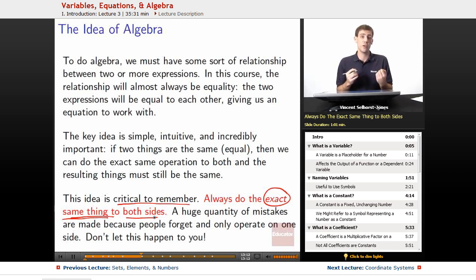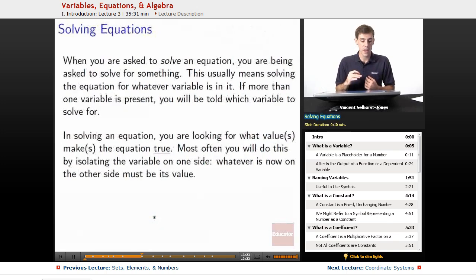Pay close attention when you're doing algebra. Make sure you're doing the exact same thing to both sides. You have to follow all the rules on both sides. Otherwise, we're just making stuff up. We're no longer following algebra. When you're asked to solve an equation, you're being asked to solve for something. This usually means solving the equation for whatever variable is in it. If more than one variable is present, you'll be told which variable to solve for.